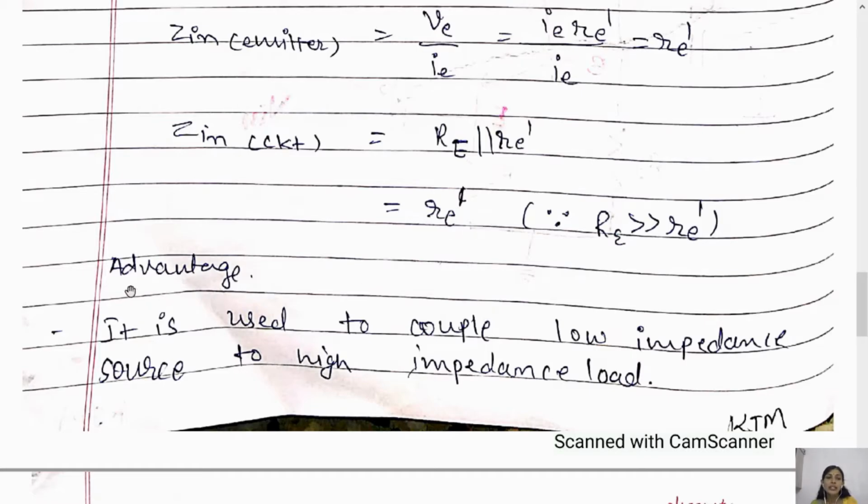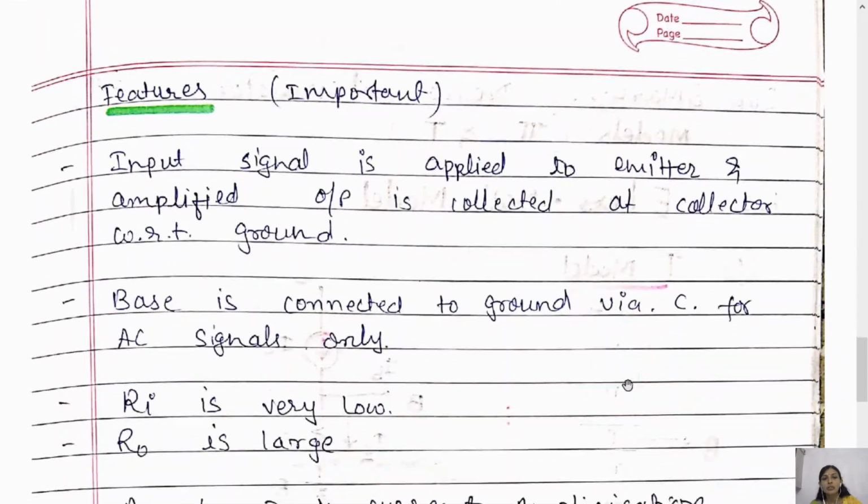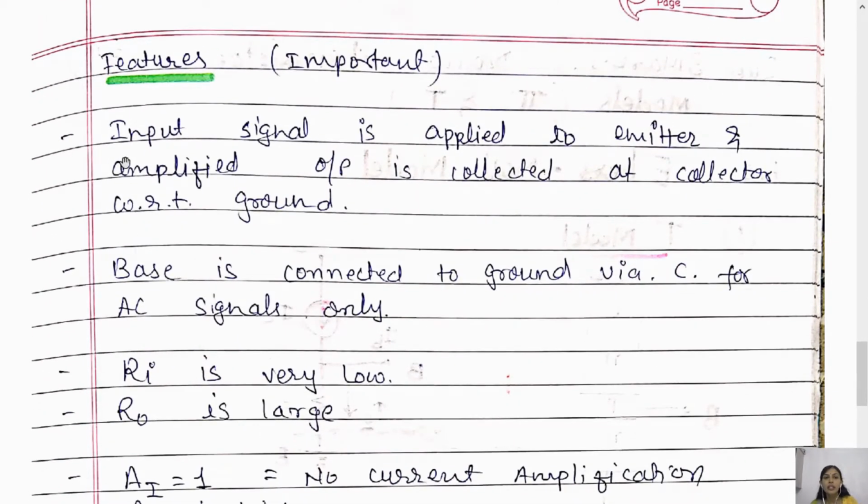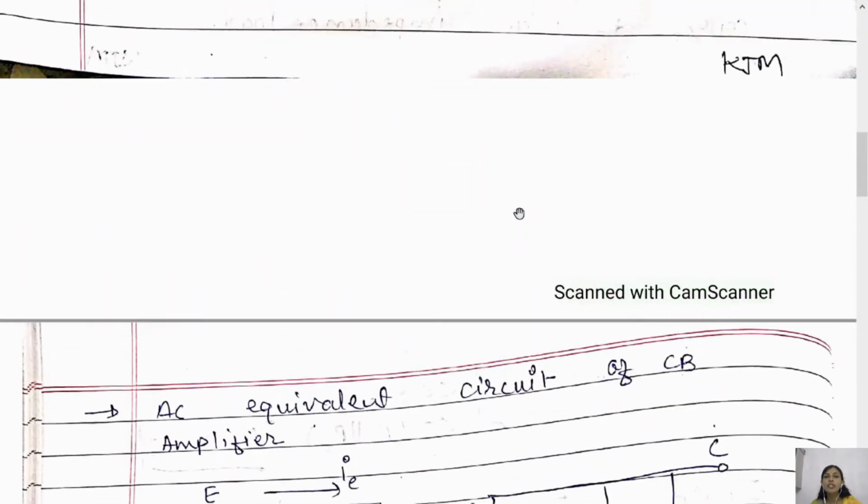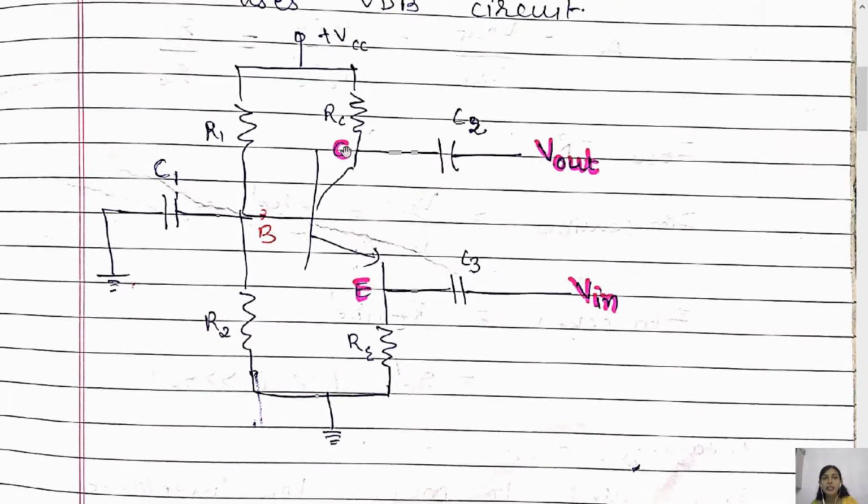Now let us discuss the advantages of the CB amplifier. It is used to couple a low impedance source to a high impedance load. Features are very important. Input signal is applied to the emitter and the amplified output is collected at the collector with respect to ground. Again, all these features come from this DC biasing circuit, in which the base is common to the ground, input signal is applied to the emitter, and output signal is collected from the collector terminal of the BJT.